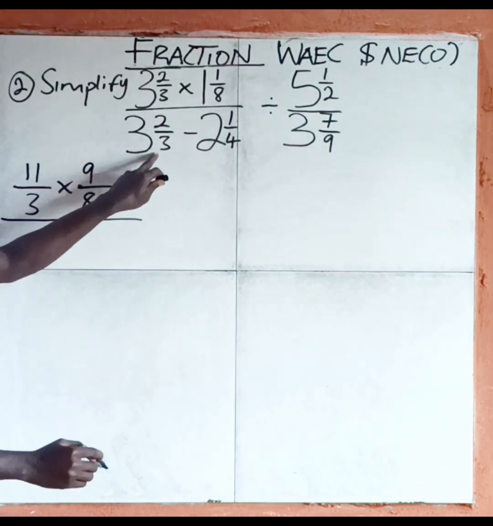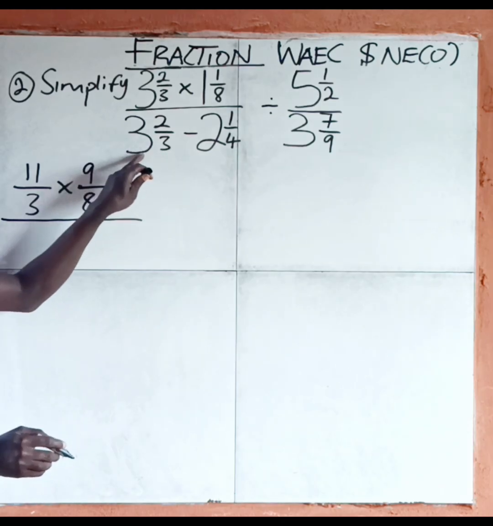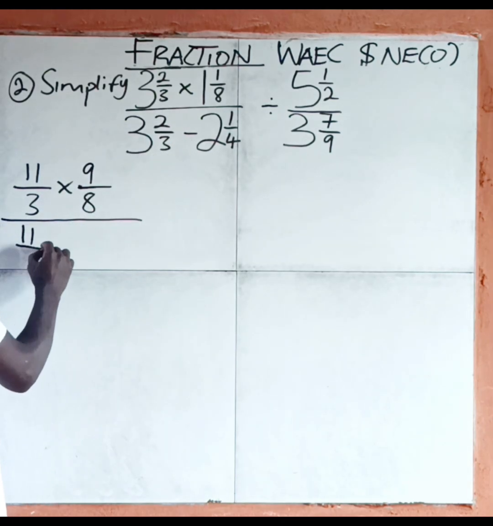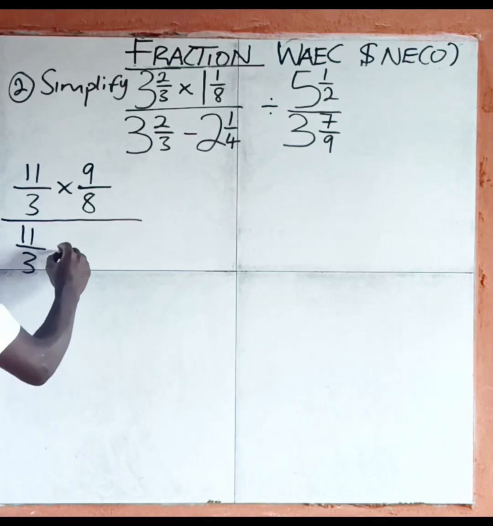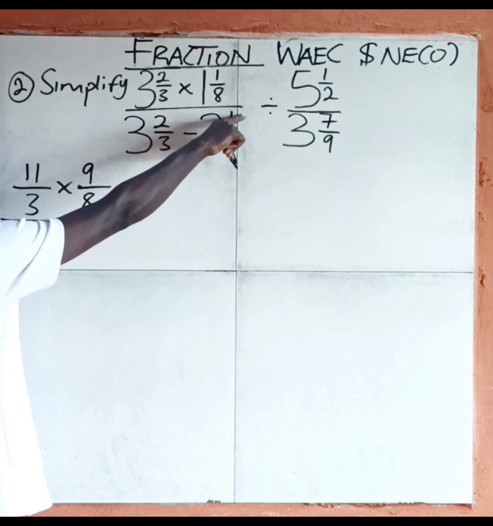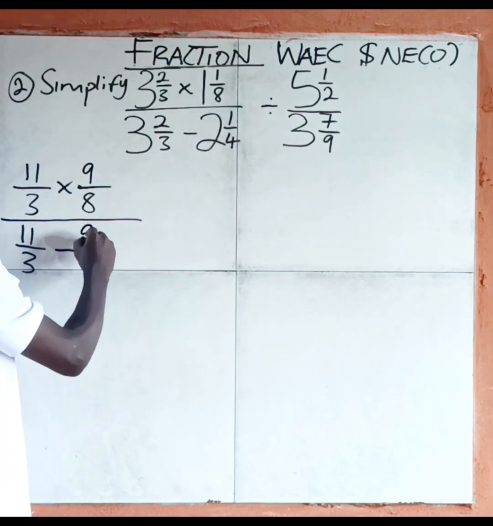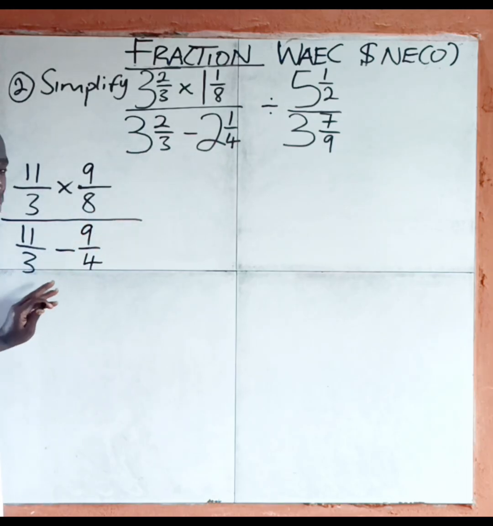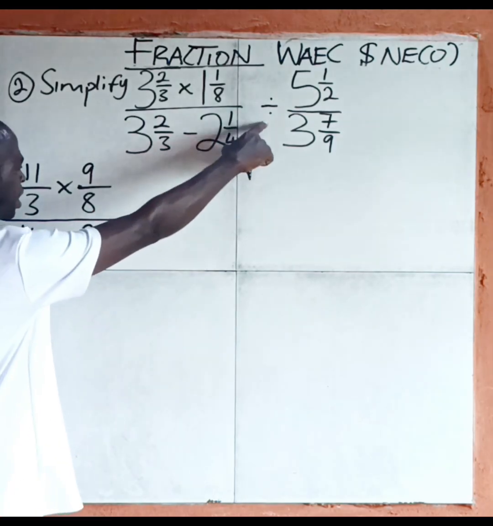Next, we are coming to the denominator. 3 multiplied by 3 will give me 9. 9 plus 2 will give me 11. Again, I say 11 over 3. Minus, this time around, 4 times 2 will give me 8. 8 plus 1 will give me 9. Here becomes 9 over 4. So we have successfully converted the mixed fraction to improper fraction. That's the first step.